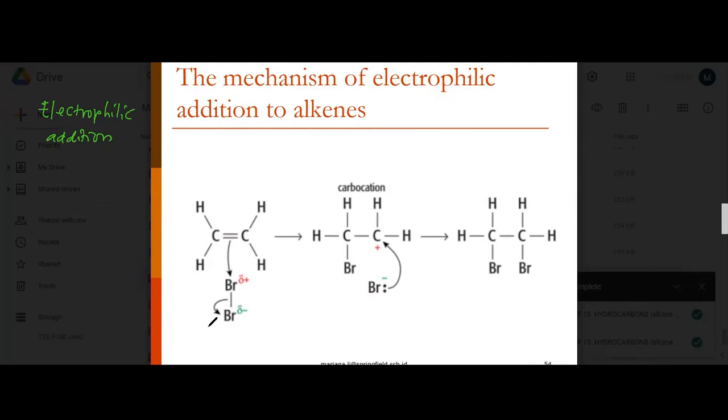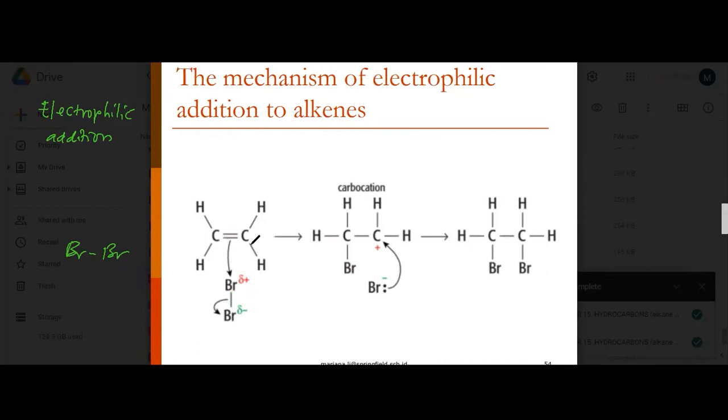One Br from the Br2 molecule. Actually, the Br2 molecule is a non-polar compound, right? Since the electronegativity of Br and Br cancel out each other, it is non-polar. But because of the very high electron density of the carbon-carbon double bond, it can polarize the nearest Br atom, and the bonding electrons will be repelled towards the other bromine.